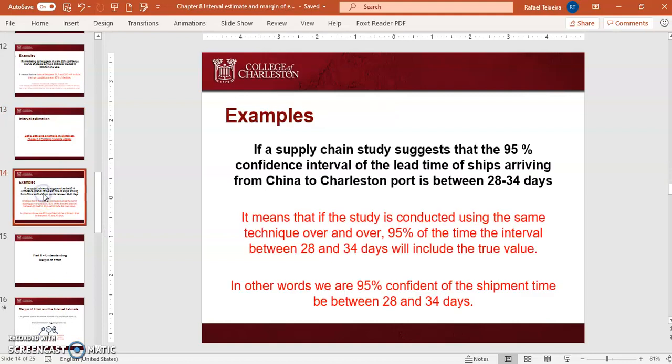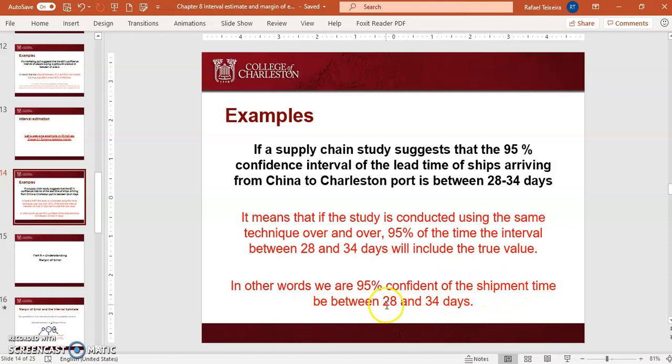We did that. We saw this applet. Here's another example. If a supply chain study suggests that the 95% confidence interval of the lead time of ships arriving from China to Charleston port is between 28 and 34 days, it means that if the study is conducted using the same technique over and over, 95% of the time the interval between 28 and 34 days will include the true population mean, which is the lead time of ships arriving from China to Charleston port. Or in other words, we are 95% confident that the shipment time is between 28 and 34 days.